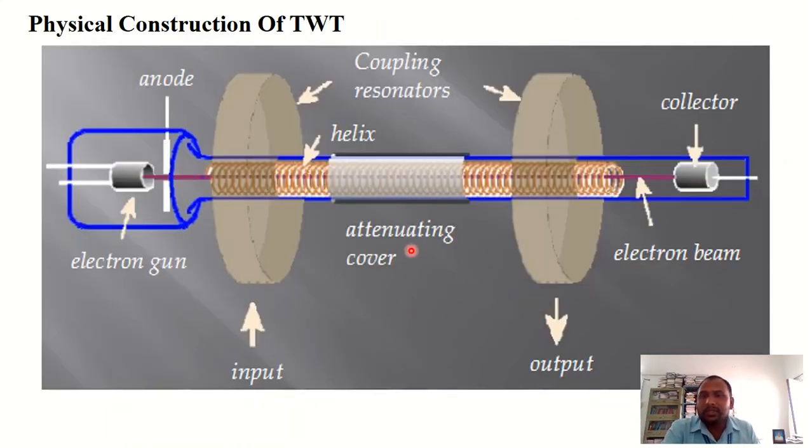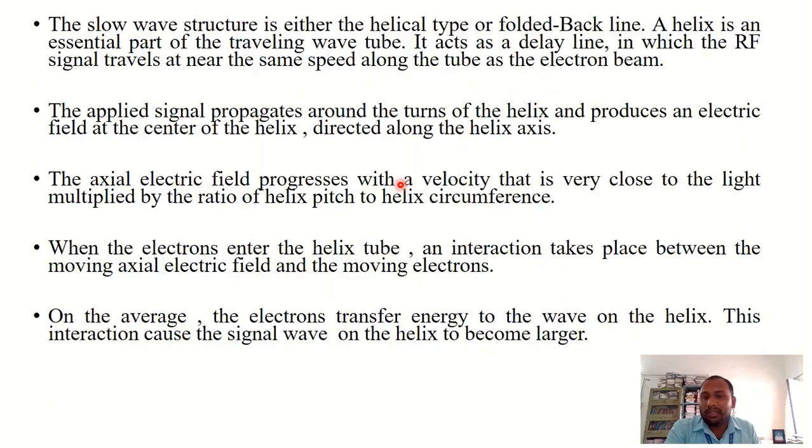This is the physical construction of the traveling wave tube. We know that on one side there is an electron gun, and on the other side is the slow wave structure. Here I have taken the helix as the slow wave structure. We are applying the RF input and taking the RF output. Exactly at the center there is an attenuator, as I showed in the blocks.